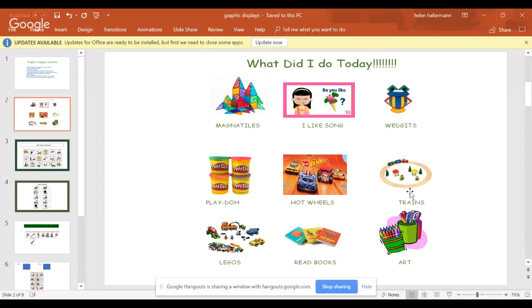This is one that I use with a client who has a hard time sometimes just talking with his family at the end of the day about what he did today. So we have a laminated piece of paper of this, and that just gives him some prompts to remember some of the activities that he may have done that day. He can look at this and say, oh yeah, I did play Hot Wheels, and talk about it with his family.